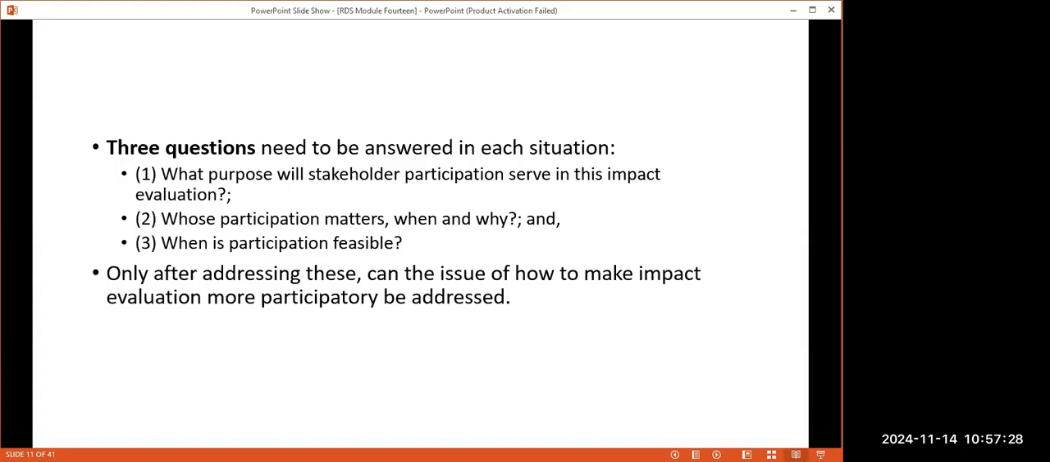So as you get the stakeholders involved, probably ask yourself, why is this stakeholder important in this evaluation? Whose participation matters, when and why? And when is participation feasible? It's not always a given. It has got to be worked out so that it is meant to bring in value.